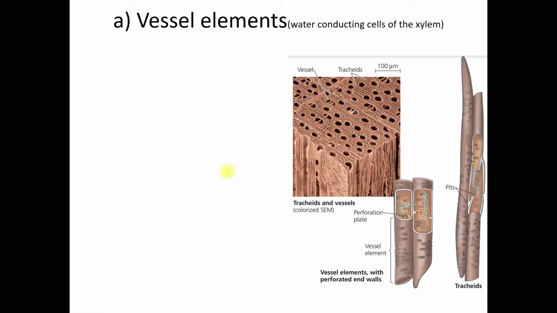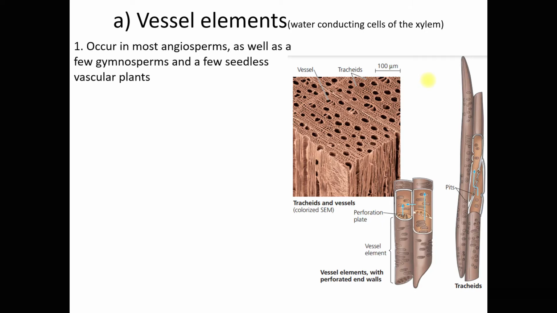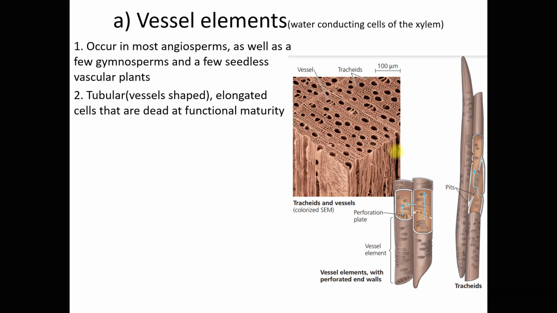Now, let's take a look one by one at the xylem tissues. Vessel elements. This is how vessel elements look. It's a water conducting cell of the xylem. So I mean to say, vessel elements transport or conduct water. Vessel elements occur in most angiosperms. Angiosperms are flowering plants, as well as a few gymnosperms and a few seedless vascular plants. They are vessel shaped or tubular.